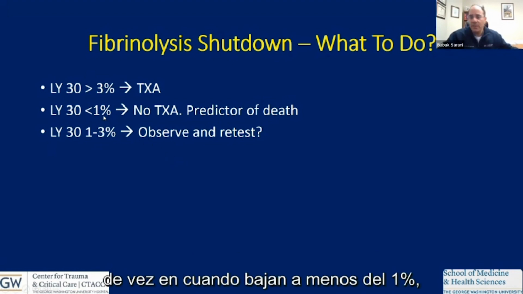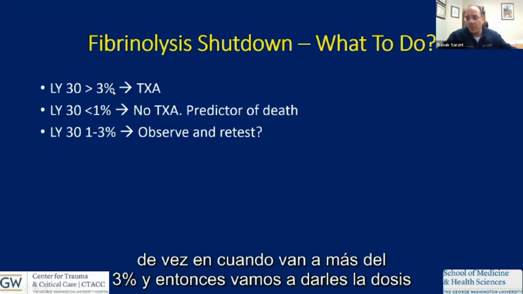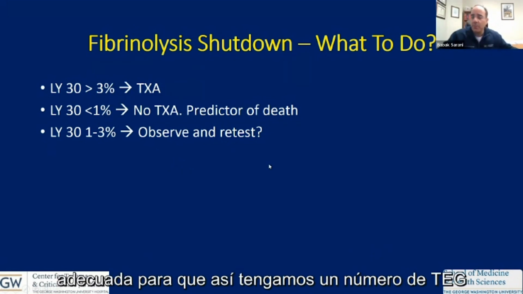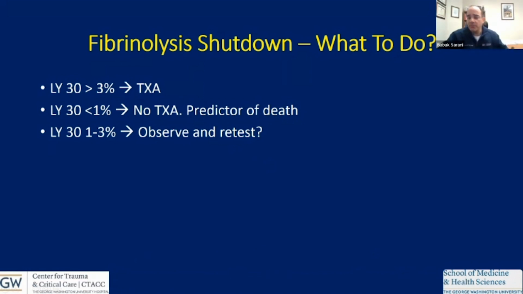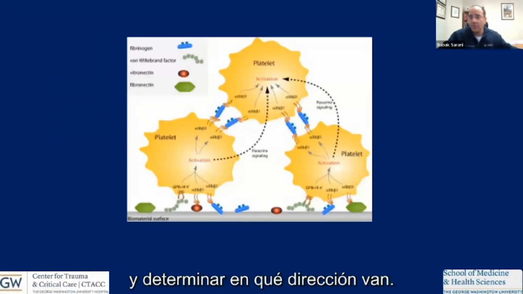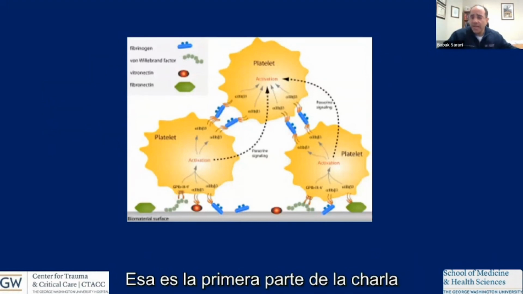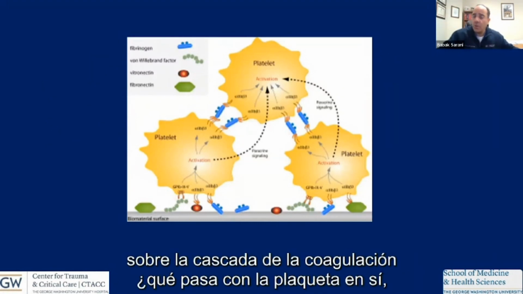Once in a while, they drop to less than 1%. Once in a while, they go more than 3%, and then we'll just dose them appropriately. So we get a number of TEGs in a row to try to plot the patient out and determine which way they're going. So that's the first part of the talk about the coagulation cascade.